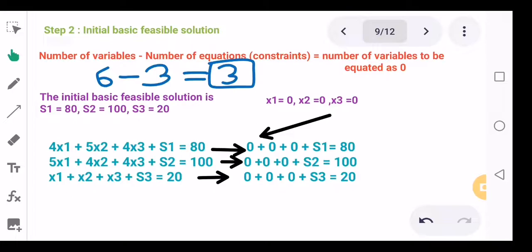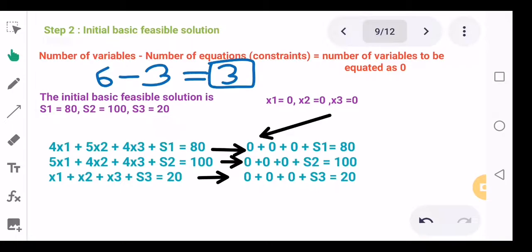So this is your feasible solution. The initial feasible solution is s1 equal to 80, s2 equal to 100, s3 equal to 20. This is not the optimal solution still. We don't know whether it is an optimal solution or not. We have no idea still.